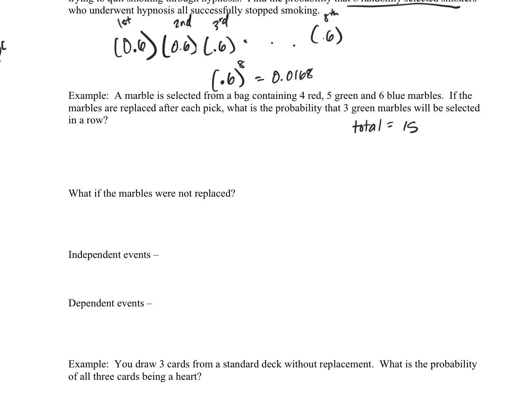So we're going to say, well, what is the probability that the first marble is green? 5 out of 15. Great. Times the probability the second marble is green. Well, if I'm replacing it, mixing it back up, it's going to keep being 5 out of 15.